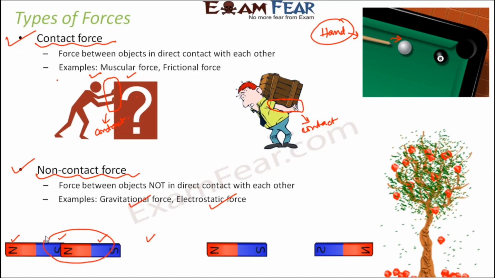Now, why doesn't the apple fly in the sky? Why does it fall to the ground? Because there is something which is attracting the apple towards the earth, and that is the gravitational force of the earth. So due to the force of gravity, any object, whenever left to itself, tends to fall to the ground.